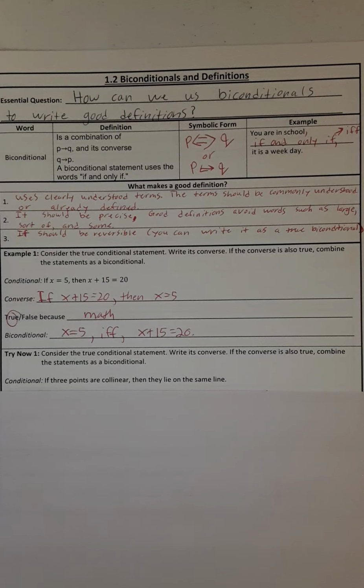If lines are skew, then they are non-coplanar. And then if lines are non-coplanar, then they are skew. Again, if you flipped those, you're still right.